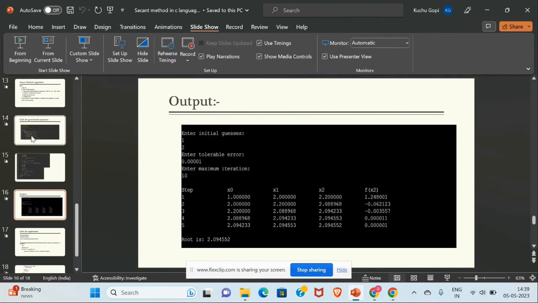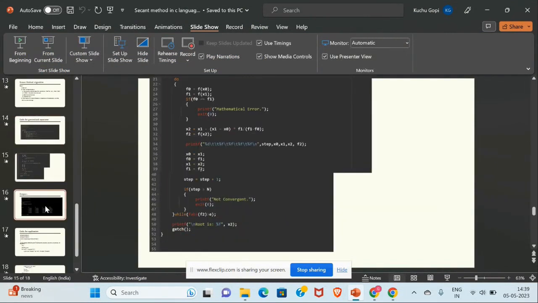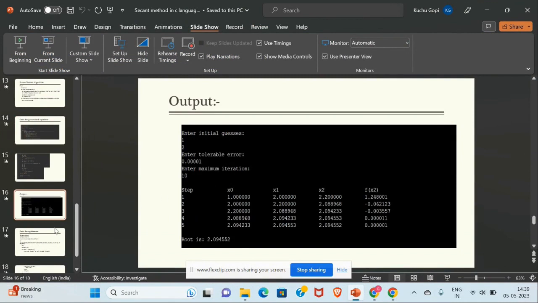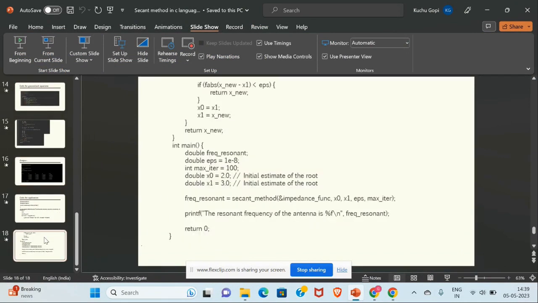These are other examples of the code and the screenshots. This is the code for the antenna theory. In this way, we can find the simulation for the secant method.